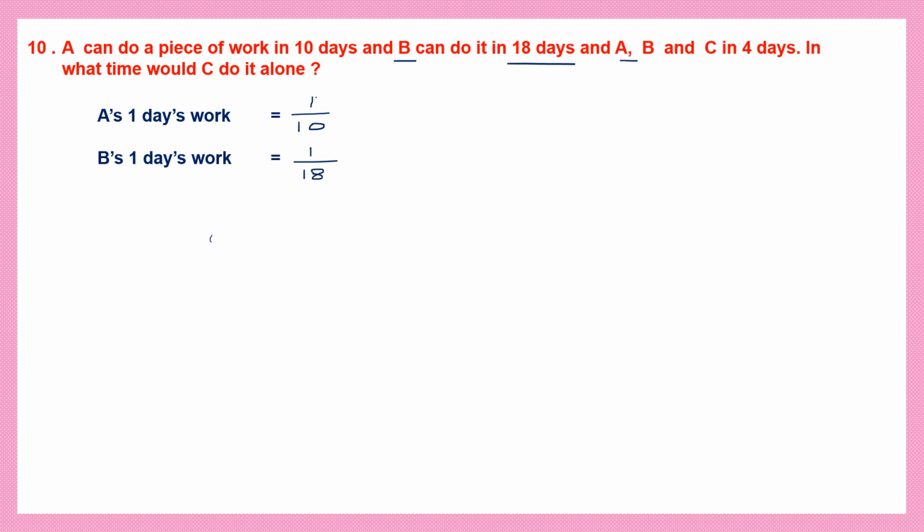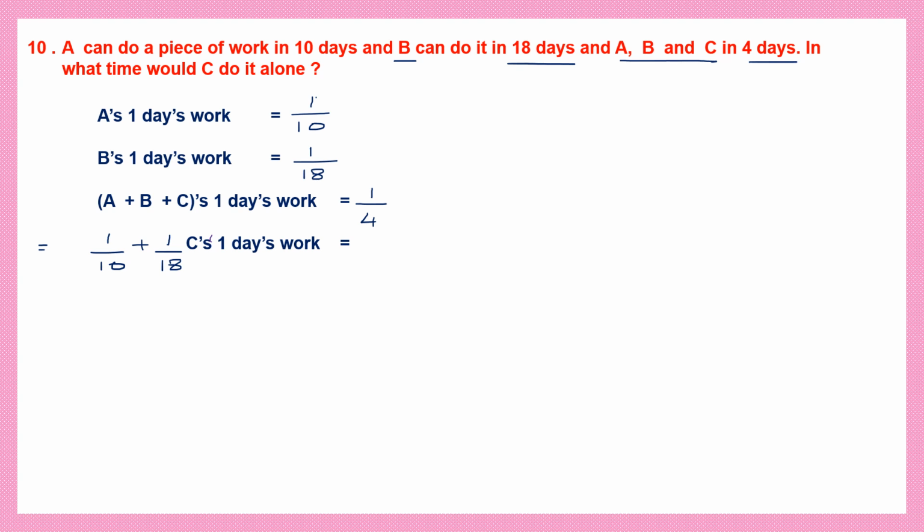And here it says A, B and C can do it in 4 days. That means A plus B plus C's 1 day's work is 1 by 4. Means when we take 1 day's work of A, add 1 day's work of B and 1 day's work of C, we will get the total, that is 1 by 4. Now we already know A's 1 day's work, we know B's 1 day's work, C's 1 day's work is what we need to find out. So let's substitute here. A's 1 day's work is 1 by 10 plus B's 1 day's work is 1 by 18 plus C's 1 day's work will be equal to 1 by 4.